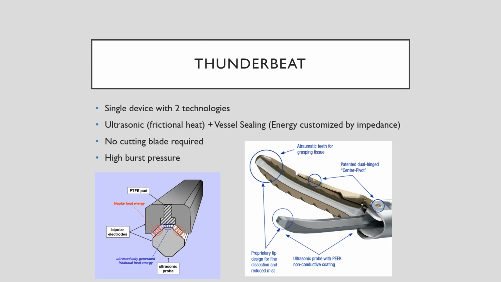Plus, in Thunderbeat, you combine it with vessel sealing. And in this diagram, you can see how the ultrasonic probe is also a bipolar electrode, and how both these technologies are fused together and used simultaneously. The advantage is that there is no cutting blade required. Probably that increases the life of the device.